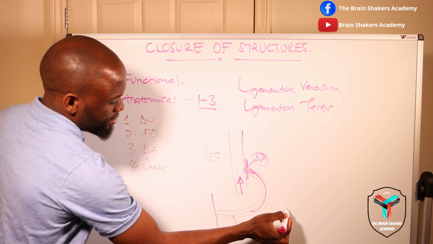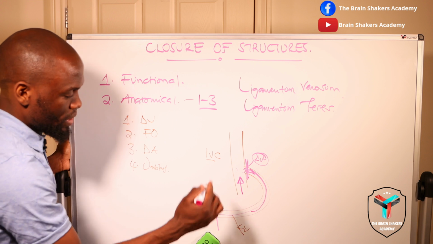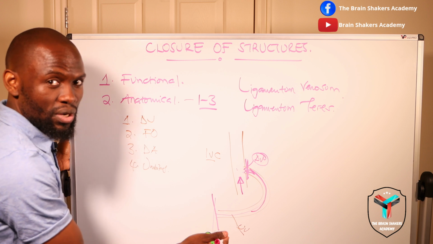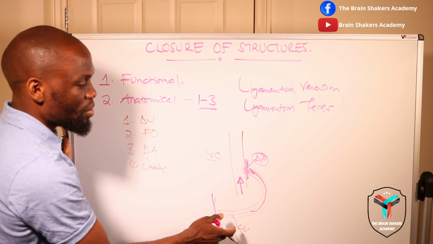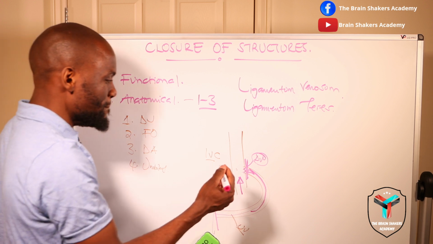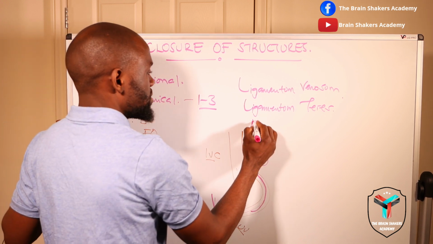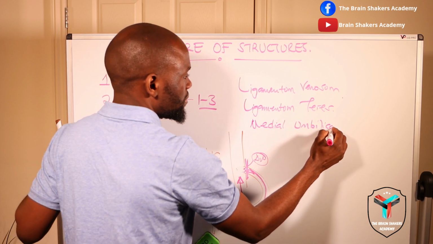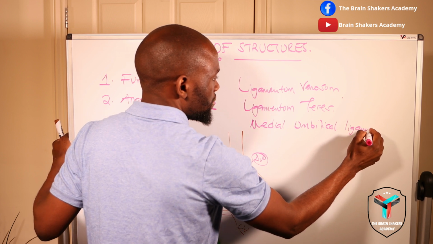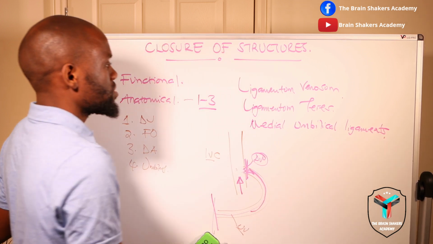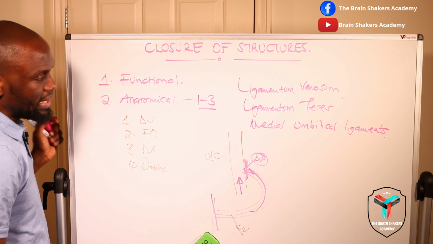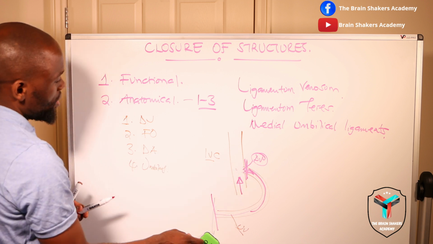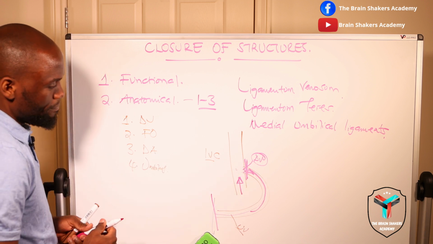Then you have the umbilical arteries on the other end also. When you clamp the umbilical cord, it means that you have clamped the umbilical arteries also. So the umbilical arteries will then change into medial umbilical ligaments. So they will be called medial umbilical ligaments. They all turn and become ligaments. So now we have looked at what happens to the ductus venosus, and then what happens to the umbilical artery.